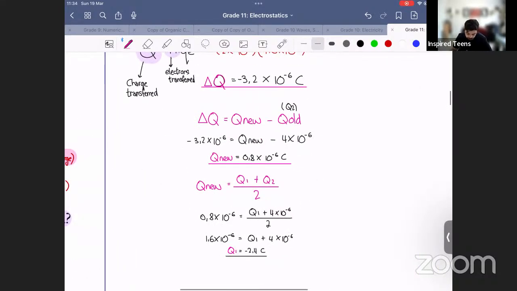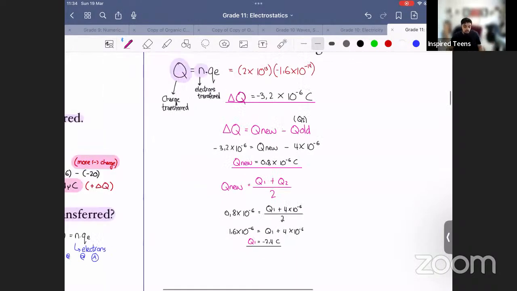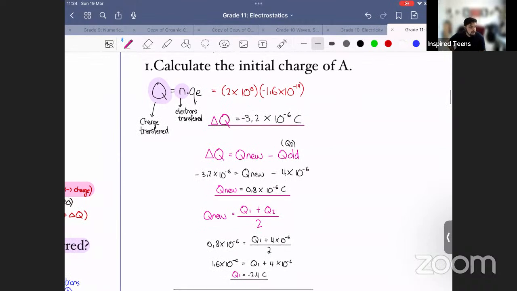So it's quite a process, okay? But if you know your formulas and you work backwards with your formulas, that's how you answer this question. So calculate the initial charge of A. Q is equal to N times Q. That's the formula we know with electrons. We substituted the electrons, but because it was electrons transferred, we got charge transferred. Then we use the charge transferred formula to say delta Q is equal to Q new minus Q old. We found Q new that way because we knew Q old and we knew delta Q. Once we got Q new, we subbed it into the formula to say Q new is equal to Q1 plus Q2 over 2, and then we solved accordingly thereafter.